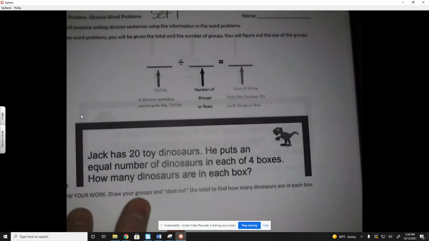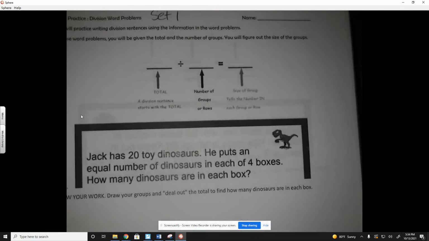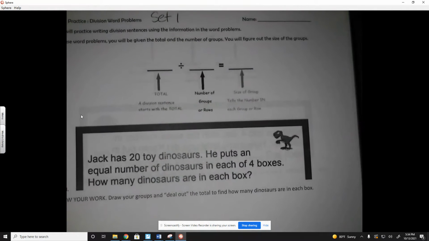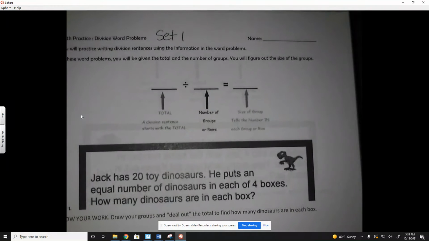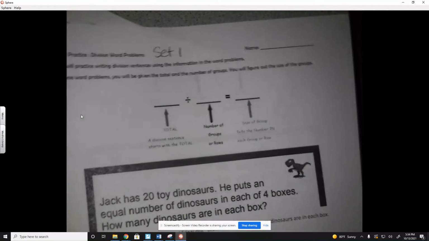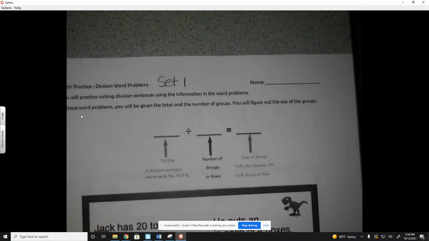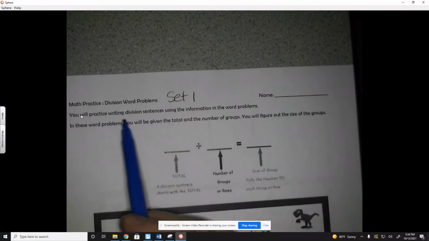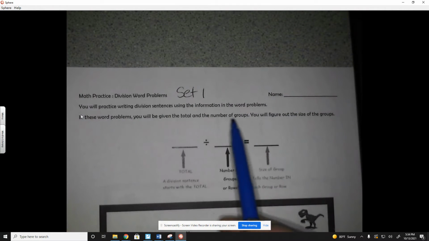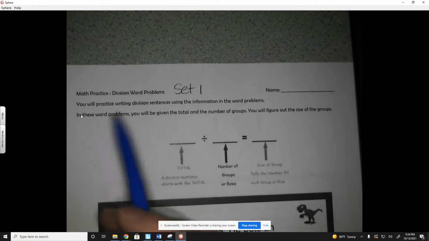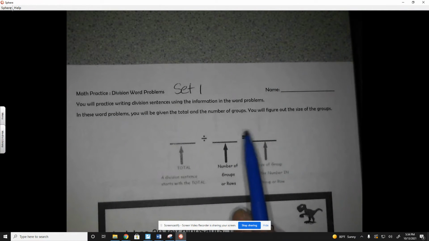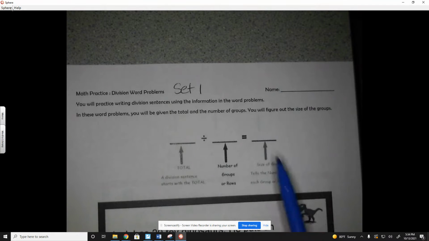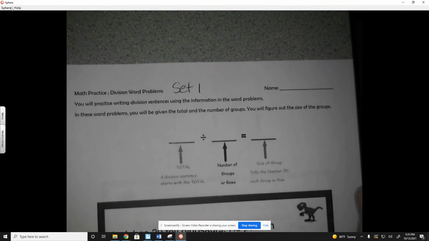So let's look at this first problem together. The substitute should pause the video right here if you do not already have this set in front of you. It's Math Practice Division Word Problems, Set 1. It says you will practice writing division sentences using the information in the word problems. In these word problems, you will be given the total and the number of groups, and you will need to figure out the size of the groups.